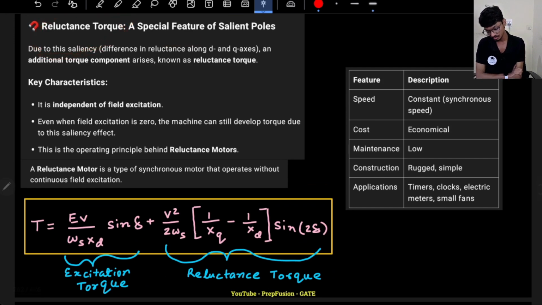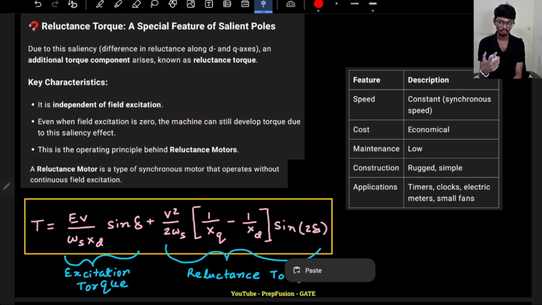So again we come back to this torque we have already discussed. Reluctance torque. What is reluctance torque? Due to this saliency, an additional torque component arises that is known as reluctance torque. Okay, it is independent of field excitation. Here it does not have any field excitation term. This is the operating principle of reluctance motor. We will discuss reluctance motor at the end in the next chapter, where we will discuss single phase motors. So this principle will be used in reluctance motor.